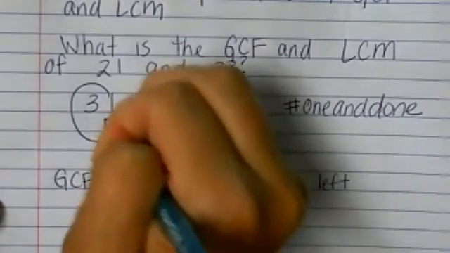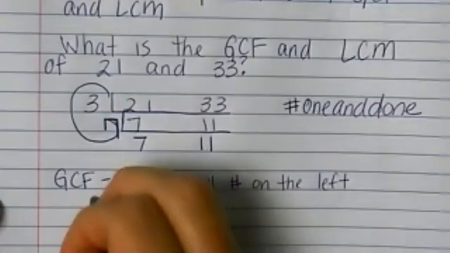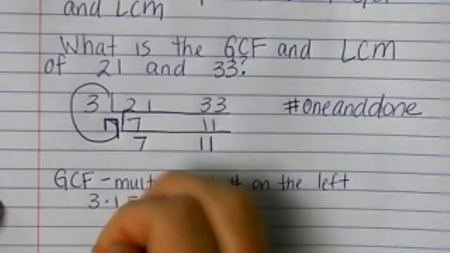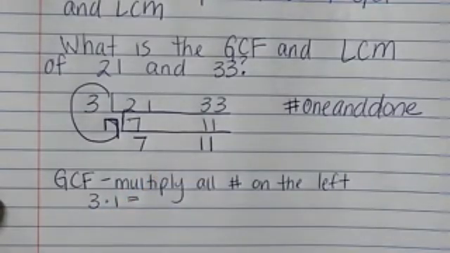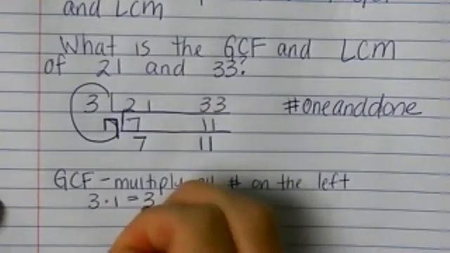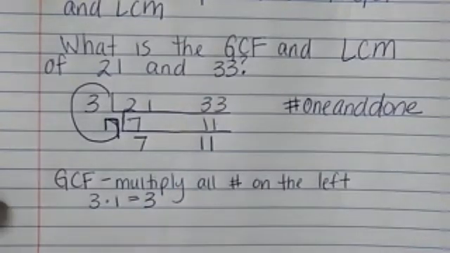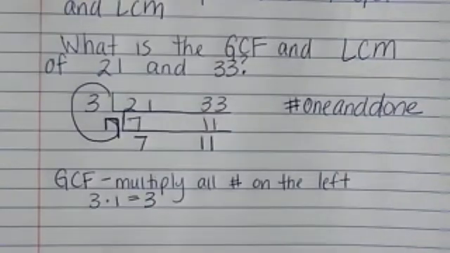So what is their greatest common factor? What's 3 times 1? 3 times 1, that's right, it's 3. So the GCF of 21 and 33 is 3. The biggest factor that they share is 3.